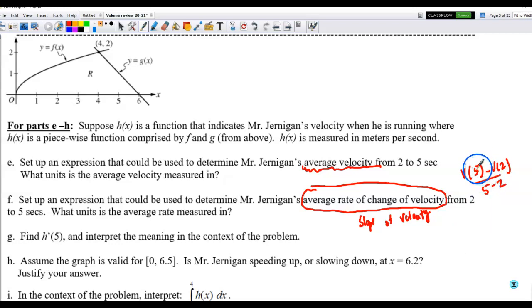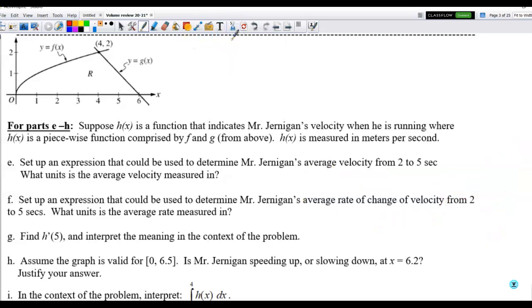So now to find v of 5, I'm going to substitute 5 into the equation of the line. To find v of 2, I'm going to substitute 2 into the square root function. Now let's talk about units. V in the numerator is already measured in meters per second. The denominator of time is measured in seconds, so that's meters per second, which is meters per second squared for letter F. Set up an expression that could be used. So this would be the expression. It does not say that you have to evaluate it, I don't think. And what are the units? We have meters per second squared.